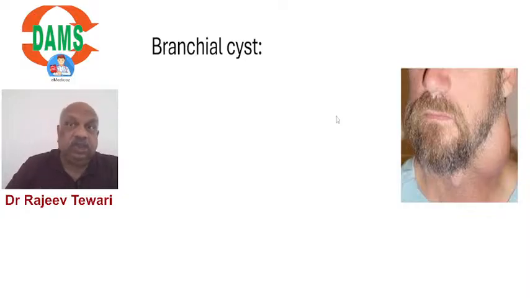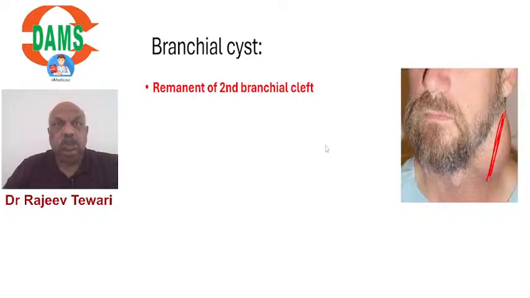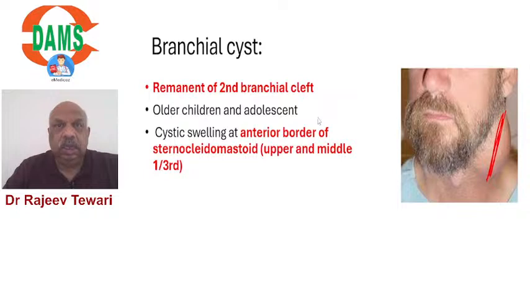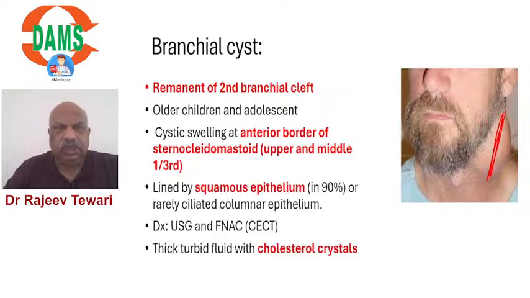And the next swelling, branchial cyst, they are found at the anterior border of sternocleidomastoid, usually at the junction of upper 1/3 and middle 1/3, and they are found in adults, young age, second, third decade, and cystic hygroma you find in children, maybe neonates. So, remnant of second branchial cleft, older children, adults, anterior border of upper and middle 1/3, lined by squamous epithelium, and treatment is surgery. The fluid is turbid because they contain cholesterol crystals.